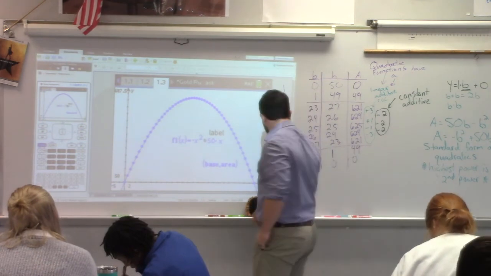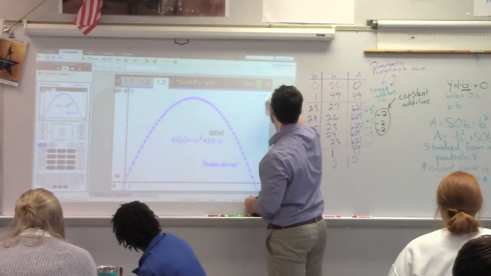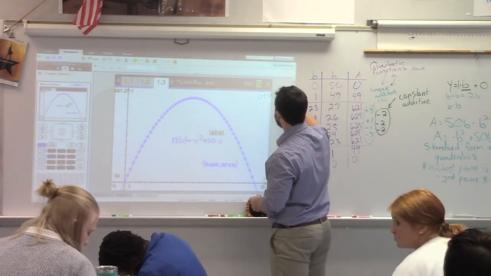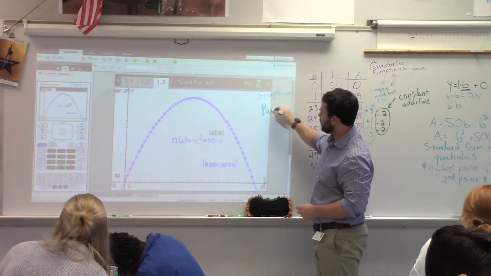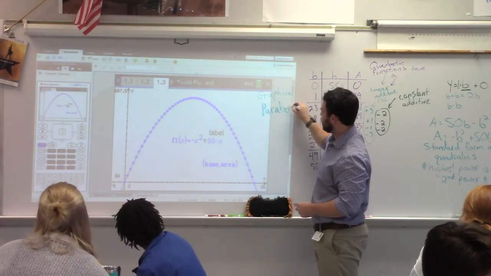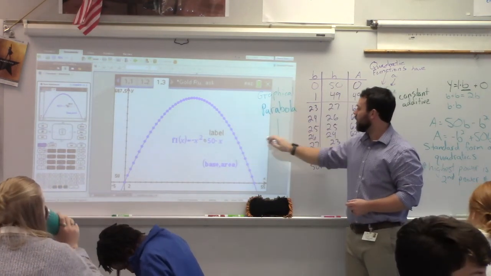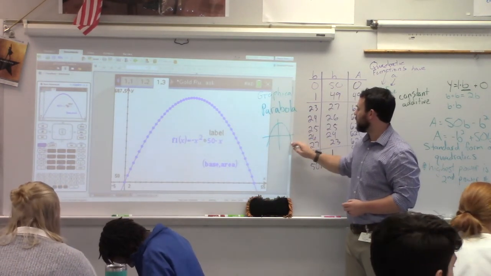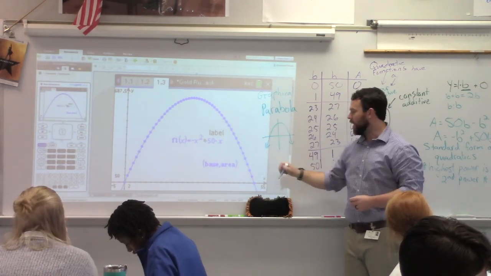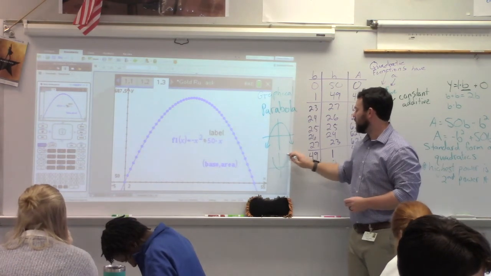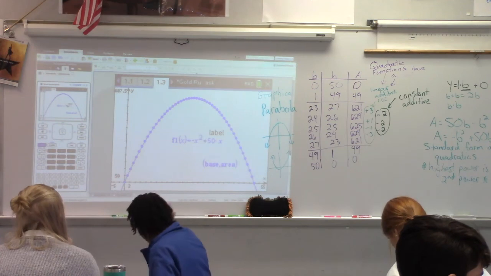Now, the last thing I want to point out is this. This shape, this is my graphical representation. Does anyone know what this shape is called? It's called a parabola. The shape of a quadratic is called a parabola. It can be concave down, we already talked about this, or it can be concave up. So, quadratics have parabolic shapes.